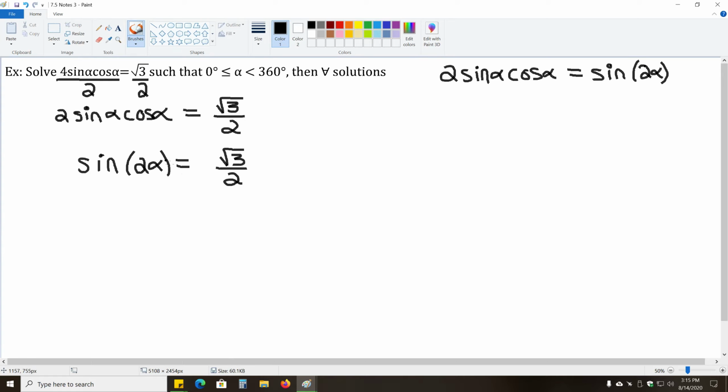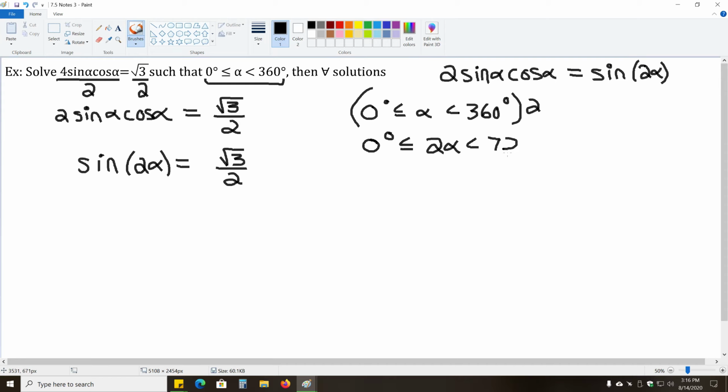And now before we begin solving from there, we need to recreate our new interval. This interval is for alpha, but we need it to be for 2 alpha. So taking 0 degrees is less than or equal to alpha, which is less than 360 degrees, if we multiply everything by 2, we'll get 0 degrees is less than or equal to 2 alpha, which is less than 720 degrees. So this is the interval that we're solving for 2 alpha.